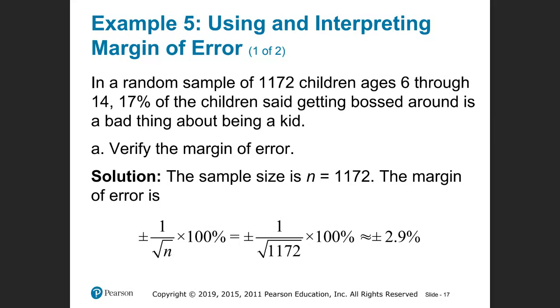The solution: the sample size n is equal to 1,172. That's the number of children. The margin of error is plus or minus 1 divided by the square root of n, times 100%. So substituting n into our formula, we get plus or minus 1 divided by the square root of 1,172, times 100%, which is approximately plus or minus 2.9%.